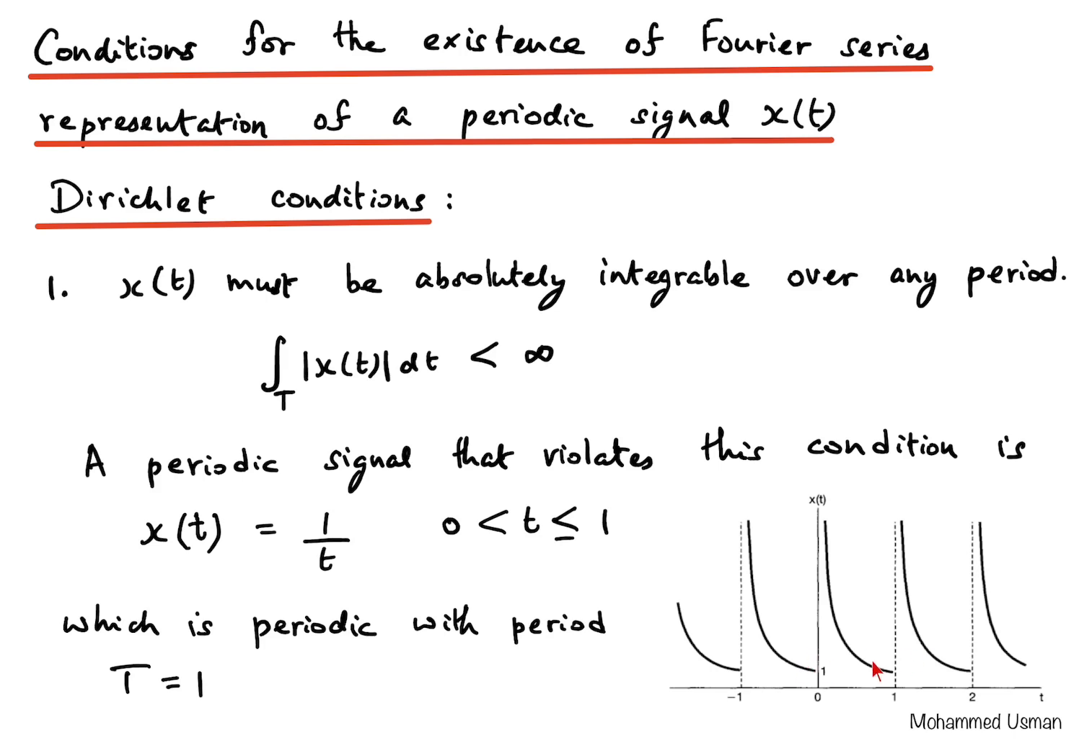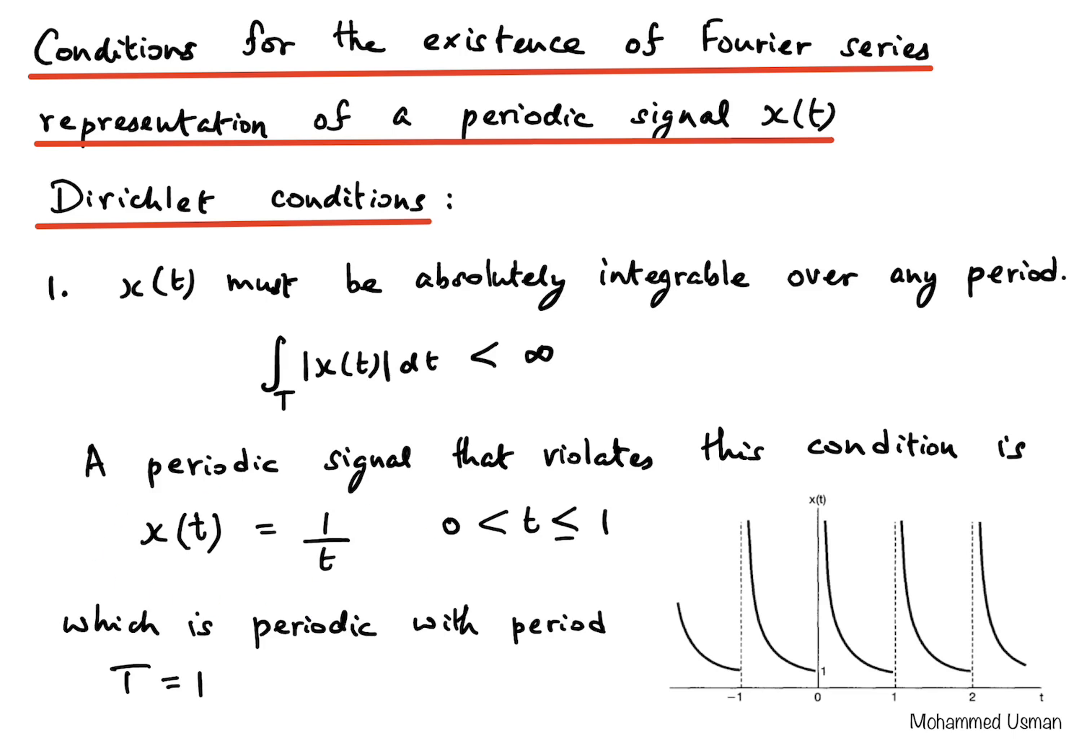So we say that this is not absolutely integrable. If you integrate over one period, the answer will not be finite. Even though the signal is periodic, with a period of 1, repeating with one cycle from 0 to 1 and then a second cycle from 1 to 2, and so on, it is not absolutely integrable. In any period, if we integrate this, we get a value that is not less than infinity. Therefore, this signal does not satisfy the first of the Dirichlet conditions, and we cannot have a Fourier series representation for it.